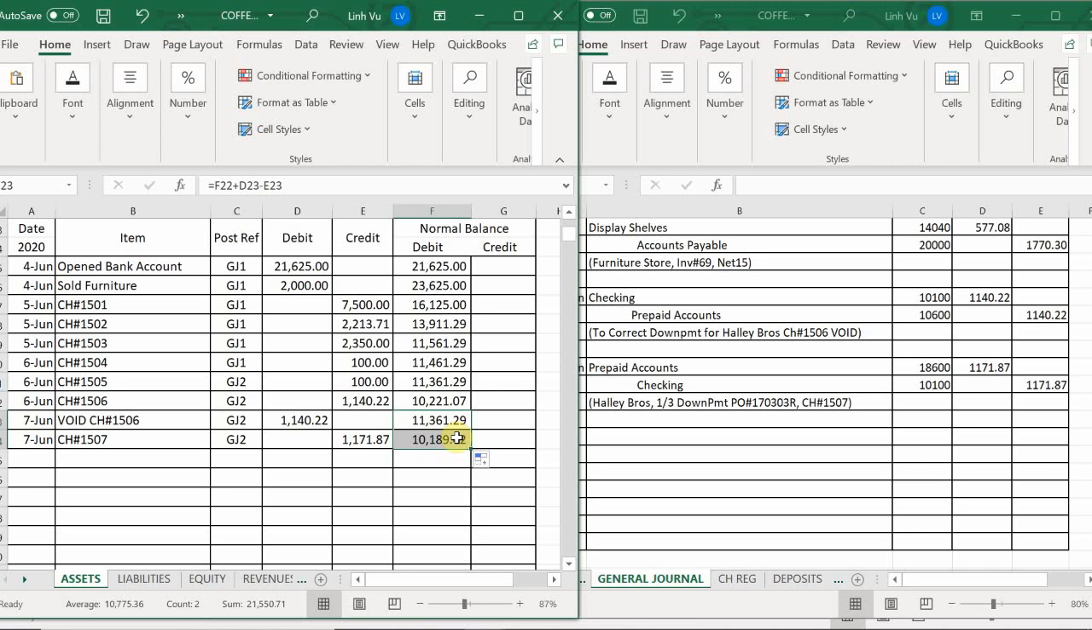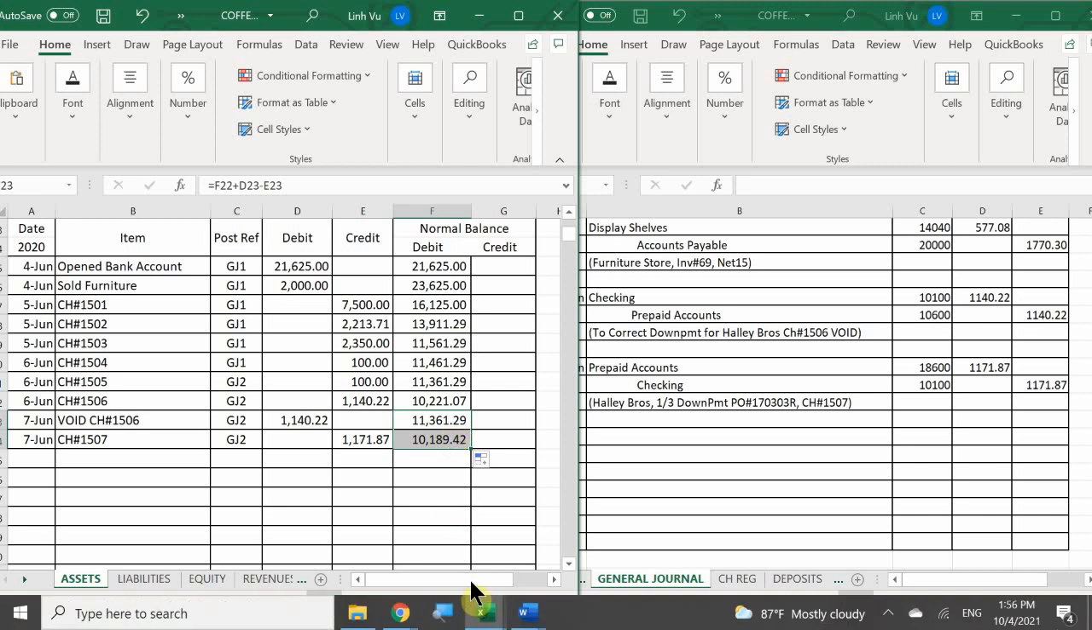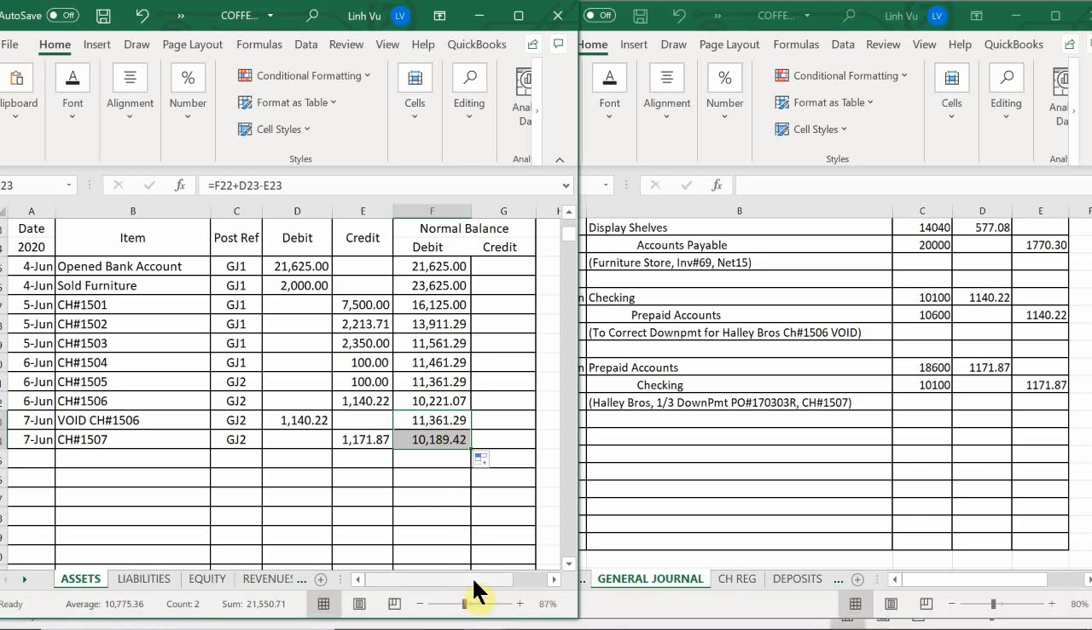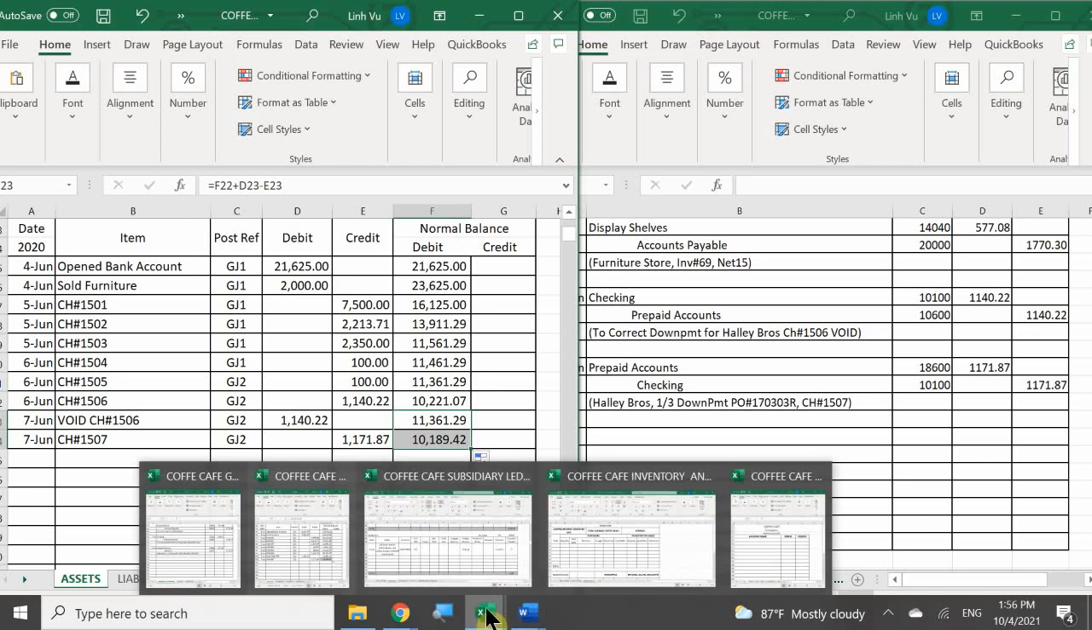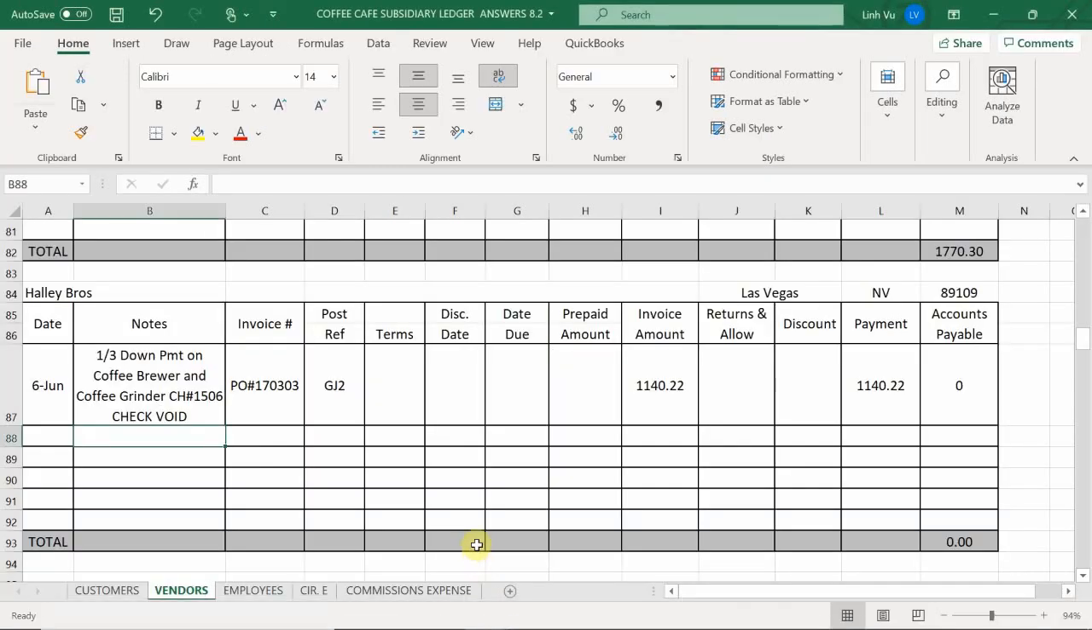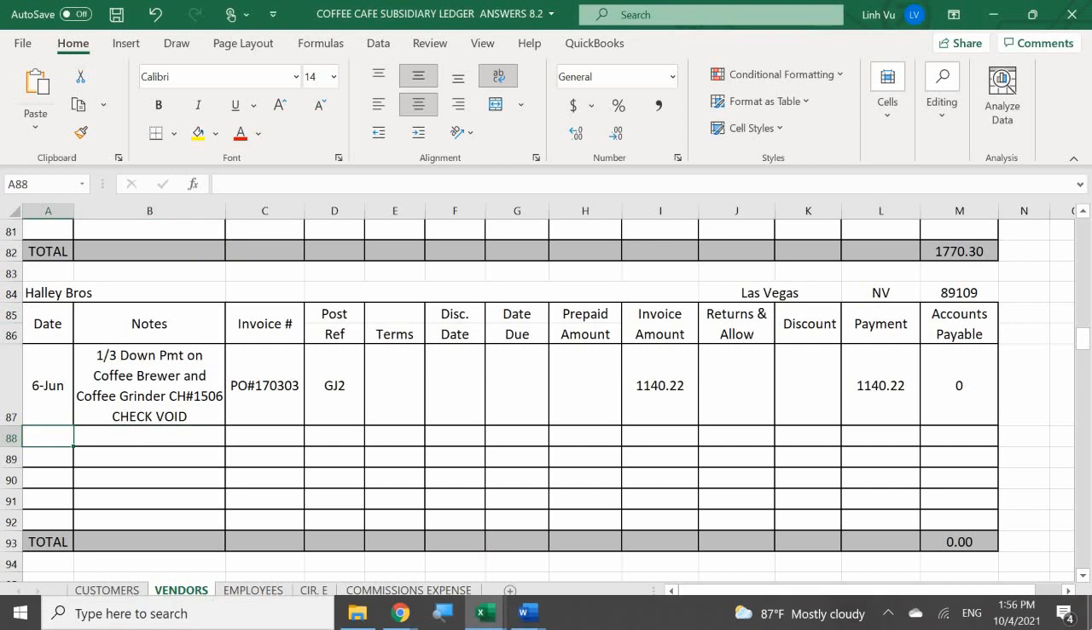Okay, so now what's next? So the subsidiary ledger. Yeah. We need to confirm that we made a second down payment for the corrected amount because in the first one, we wrote that we voided the check. So in this case, there's a new date going on because we have a new issue date. It's the 7th instead of the 6th. In this case, you can write everything that's on here: 1/3 down payment.